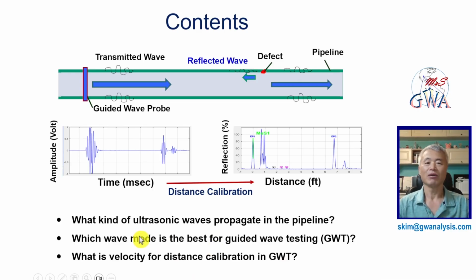For guided wave testing of pipeline, we need to know the following three things. What kind of ultrasonic wave propagates in the pipeline? Which wave mode is the best for guided wave testing? And what is the velocity for distance calibration in guided wave testing?